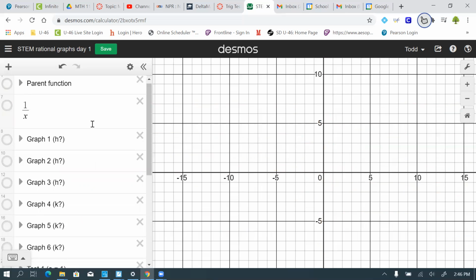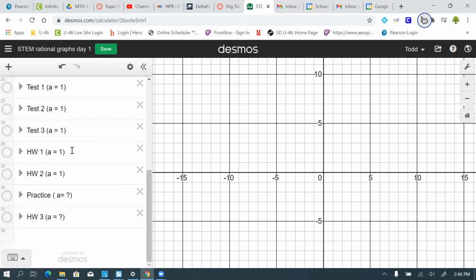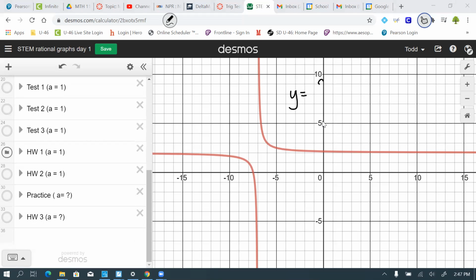Let's practice here. So the a value is 1. So it's y equals a over x minus h plus k. That's the parent function. And I know my a value is 1. So what is the h? How far to the left did that vertical asymptote actually go? It looks like it went to the left 7. So x plus 7, or x minus -7.